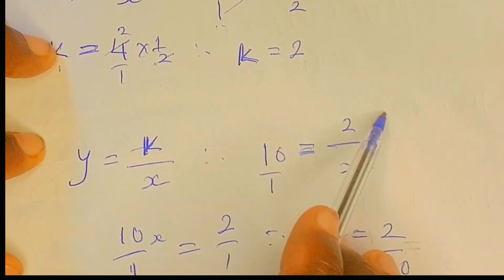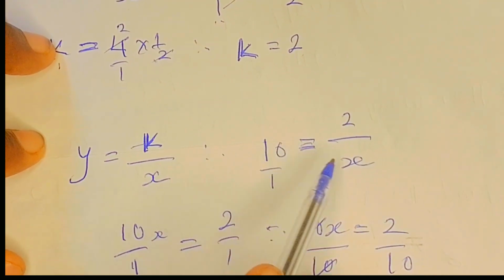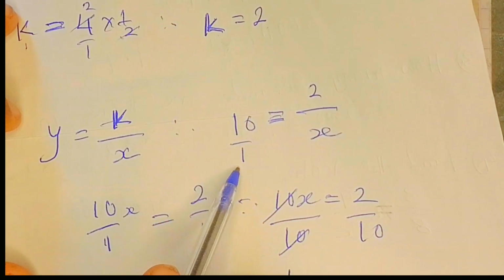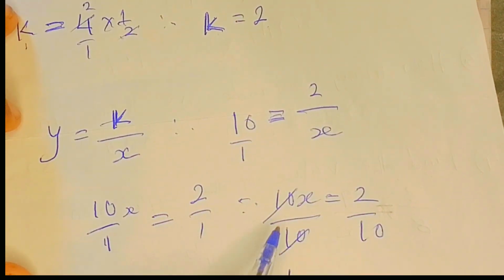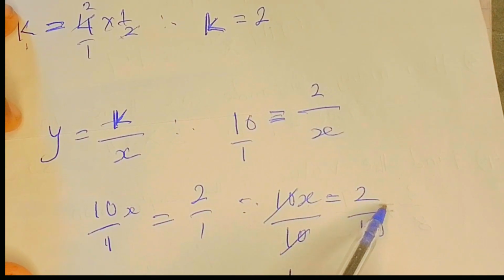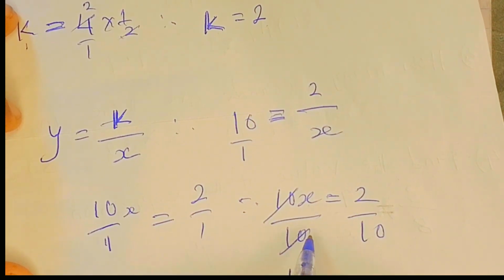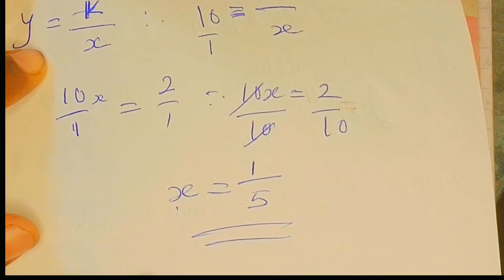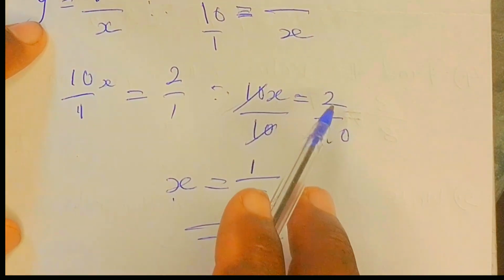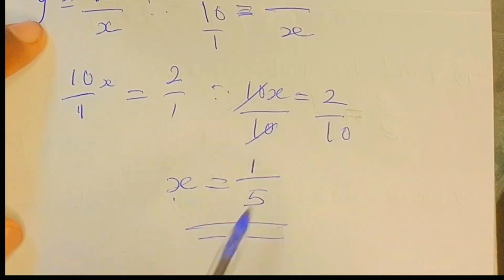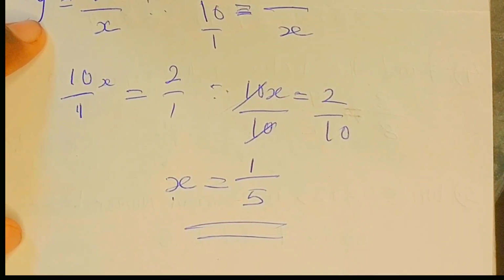So when we cross multiply, we have 10 times x is 10x, and 1 times 2 is 2. So we divide both sides by 10, we have 10x over 10, and 2 over 10. And when we divide this, cancel this, x will remain. And so 1 over 5, because 2 divided by 2 is 1 and 10 divided by 2 is 5.